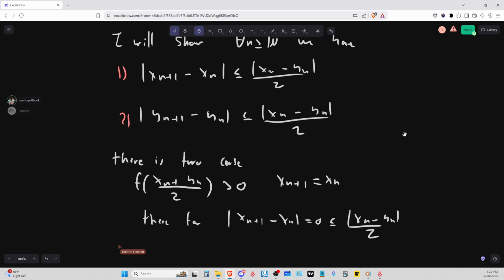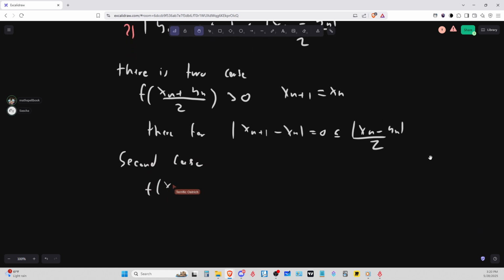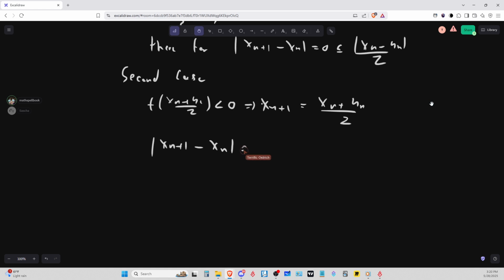And the second case is the interesting one: we have that the function of xn plus yn over 2 takes strictly negative values. In that case, we know that xn plus 1 is going to be the half of those guys. Now let's have a look at the quantity xn plus 1 minus xn. We're just going to play a little bit with it. First of all, we expand xn plus 1. It's xn plus yn over 2, and minus xn, I'm going to just put it over 2 as well. So we end up with minus 2 xn.